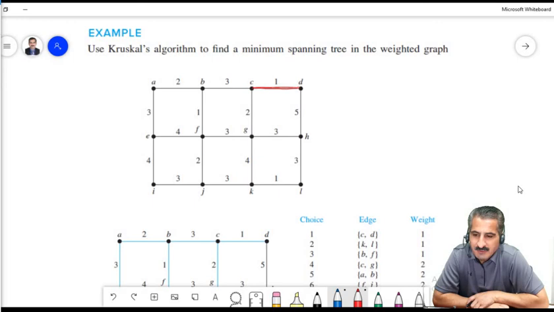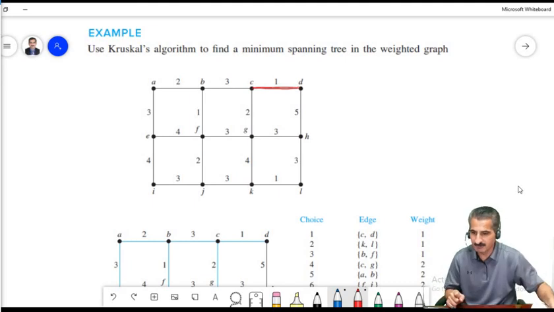Now it has weight 1. So are there edges that have weight 1? If not, then I will go to edges that have weight 2. If not, then weight 3, and so on. But wait a minute, we have edges of weight 1. So we will take this. We have more edges of weight 1. Good, so we will take this. So no more edges of weight 1.